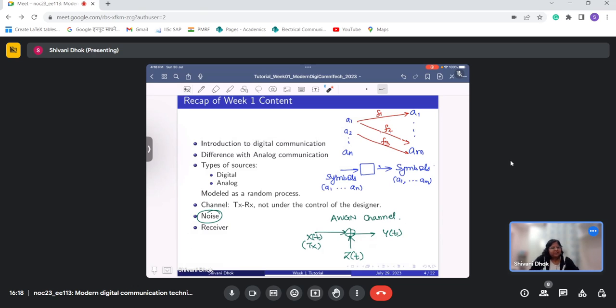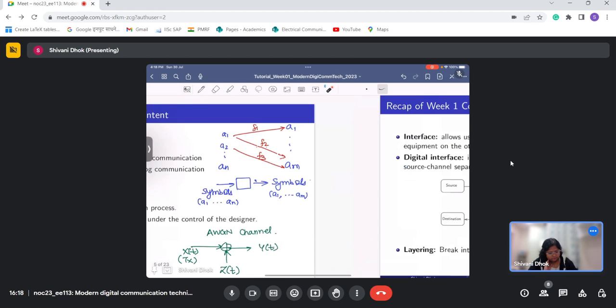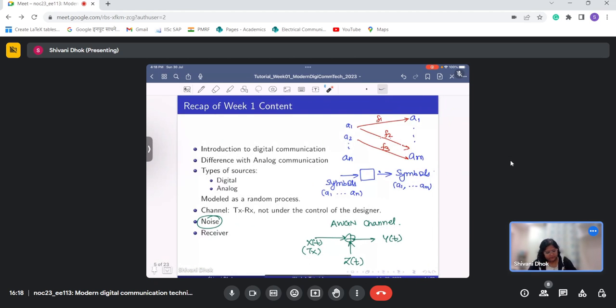Now, why does this detection take place? So in digital communication, as I mentioned, we have the symbols being transmitted and symbols being received.